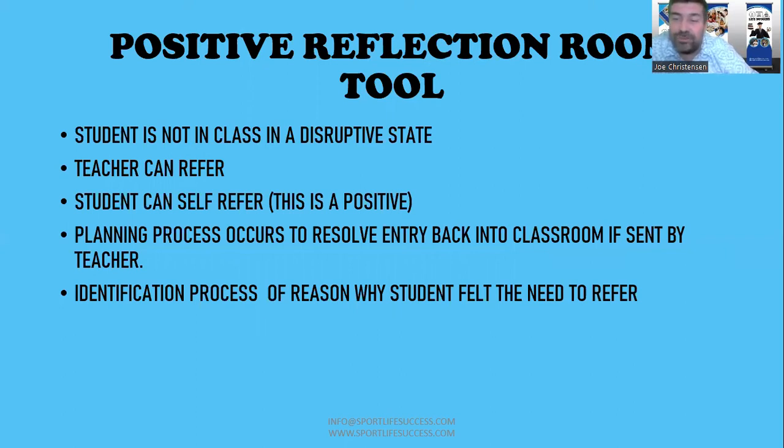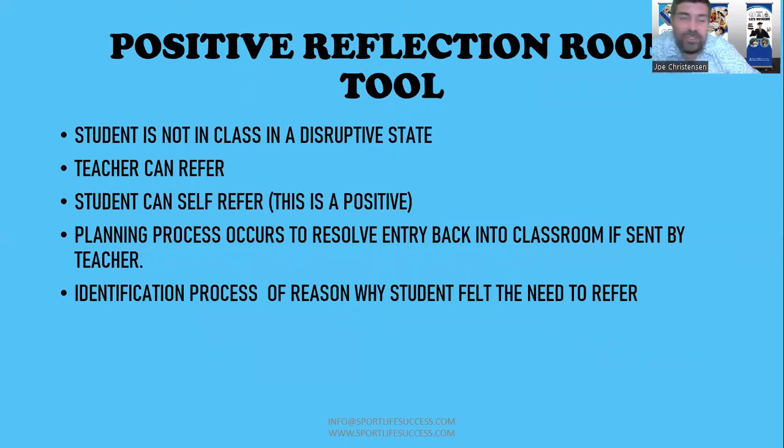or in a positive school, the student themselves can self-refer to that room if they're not feeling in the right headspace to be engaging in the lesson today. That would be a proactive decision, and a decision that I'd highly recommend that students be able to make, and that schools facilitate and allow those students to do, rather than have to wait for something to go wrong.